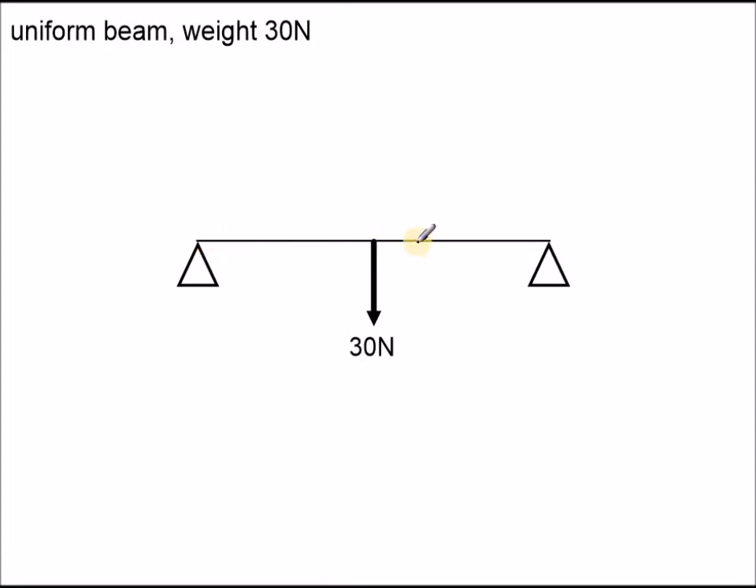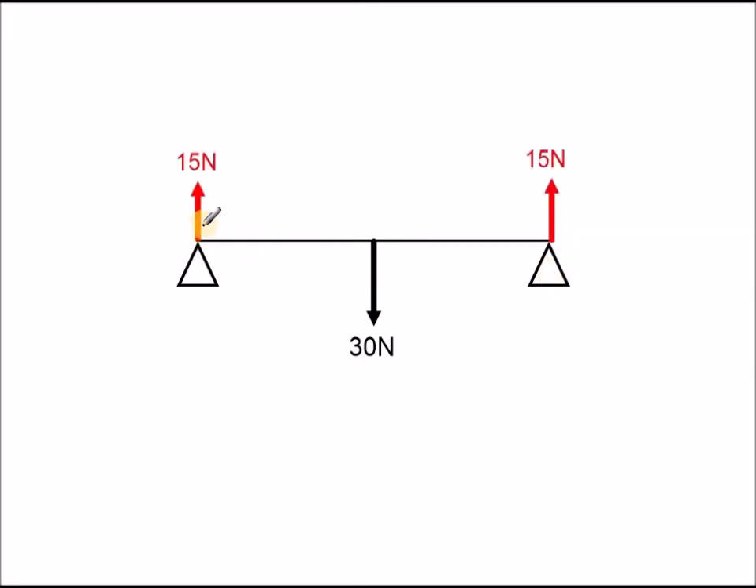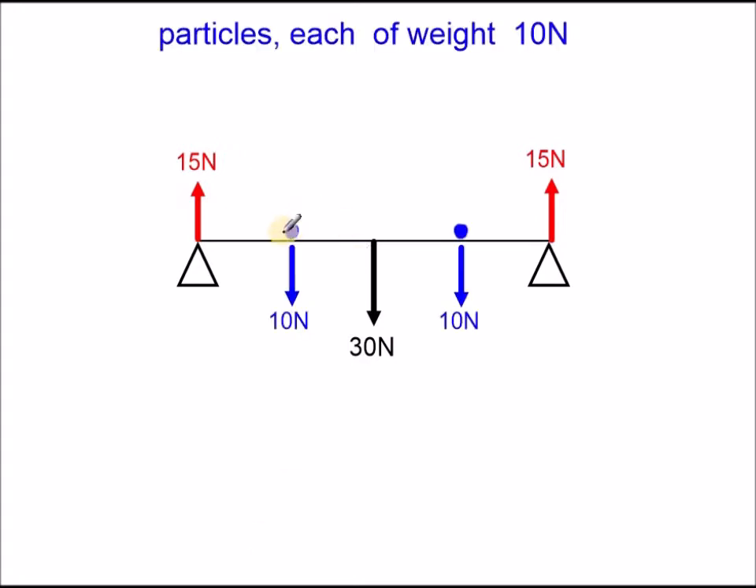So we have a uniform beam of weight 30 newtons, so the 30 newtons acts at the center. The beam is supported at each end, so we have normal reaction forces of 15 newtons each. If we look at the vertical forces, they should be in balance because of equilibrium. So 15 plus 15 is 30 upwards and 30 downwards. They are in balance. We add two particles of weight 10 newtons each.